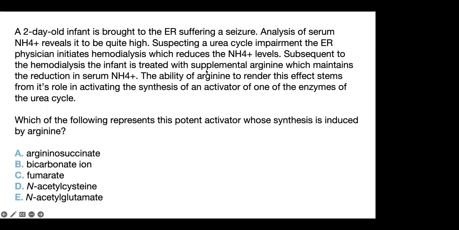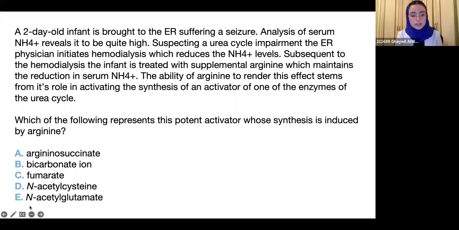Remember when we said arginine activates the N-acetylglutamate, which activates the other enzyme? Exactly. So we need arginine for the enzyme that makes N-acetylglutamate. I know it's a long question, but at the end, you literally only need this one line. It says, which of the following represents the potent activator whose synthesis is induced by arginine? Usually the question is going to be the last line, but you might need some buzzwords in between the lines. But for this, it's just the final sentence.